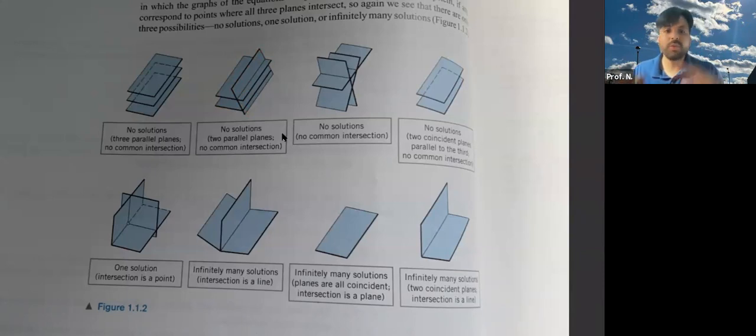So the idea is that when you solve a three-dimensional or 3x3 system, what you want to find, if it exists, is a single point where they all intersect. And that single point is your solution. And that point solves or satisfies every equation that you have in your system.